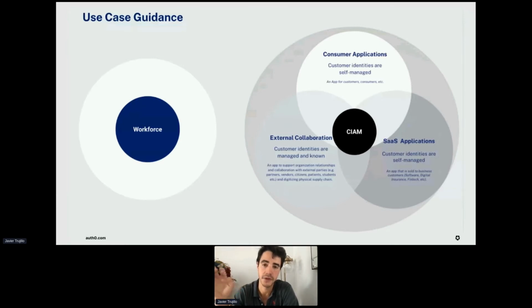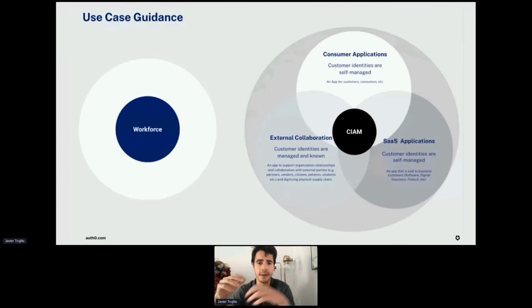In the B2C case, the identity of the user itself is managed by the user. In the B2B SaaS, it will be managed by the company who's hiring those services. Here, when you look into the external collaboration piece, what you see is these are managed systems, and the identities are not self-managed. Instead, they are managed by the organization itself. The organization is trying to grow their workforce.